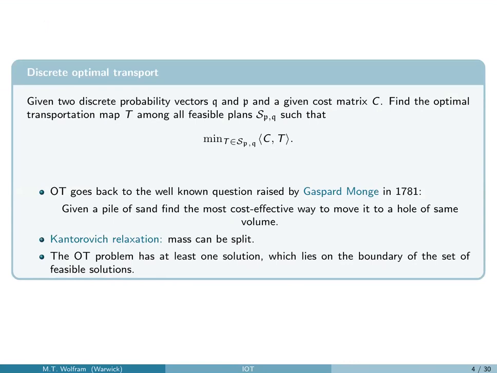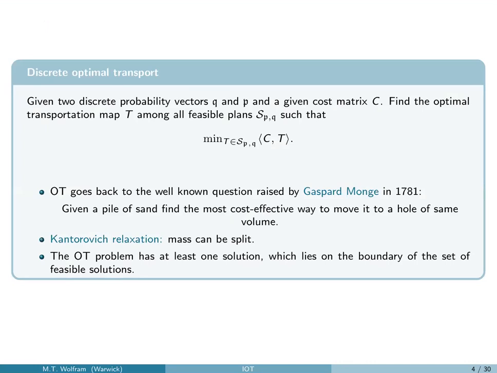Okay, so we've already had a very beautiful introduction to optimal transport, but I will reiterate it also to set my notation. In my setting, I will always consider two discrete probability vectors, P and Q, and a given cost matrix. I want to find the optimal transportation plan mapping P to Q, at minimal cost. My set of feasible plans is not U here, it's called S.